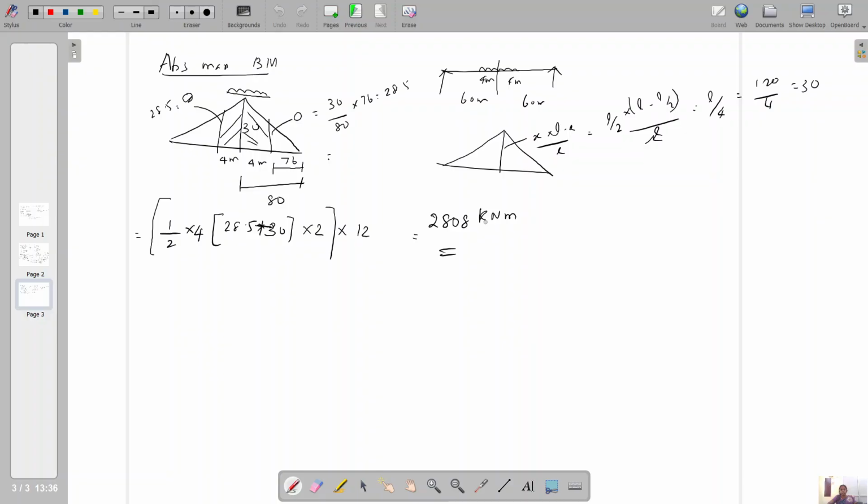This problem is the analysis of a UDL shorter than the span using the ILD method. I posted one video on the same problem using the conventional method. Our syllabus mentions only the ILD method, but we can even compare both calculations, how much calculation is involved in the conventional method and how much easier it is in the ILD method. Okay, thank you.